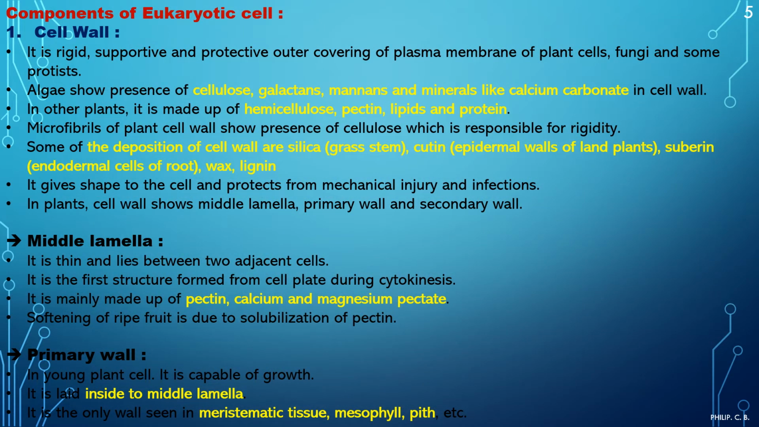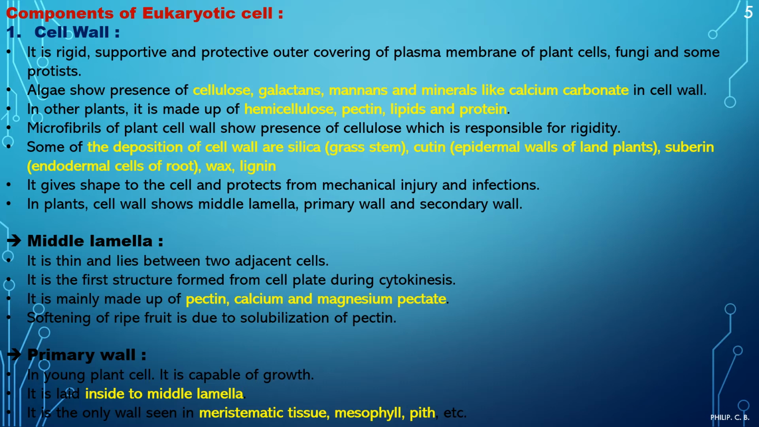Now we go into the detailed part, that is the components of the eukaryotic cell. So the first one, the cell wall. The cell wall is a rigid, supportive and protective outer covering of the plasma membrane of plant cells, fungi and some protists. That is, it forms an outer covering, it is protective, supportive and forms a hard or rigid structure, and is present in all the plant cells and also in certain fungi and protists as well.